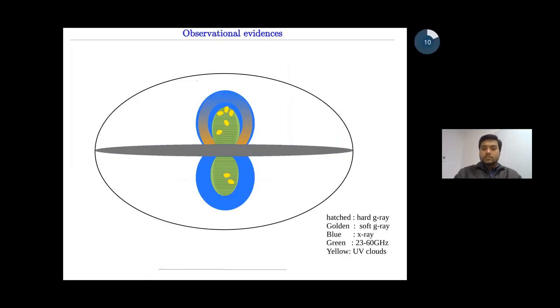So let me put these clouds on top of this cartoon over here, which will turn out to be a complex picture later. So these yellow clouds, you can see they are actually within the bubble, and I have not plotted any clouds outside of it, because the detection rate is lower compared to within the bubble.